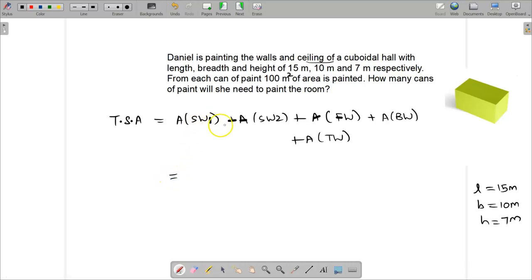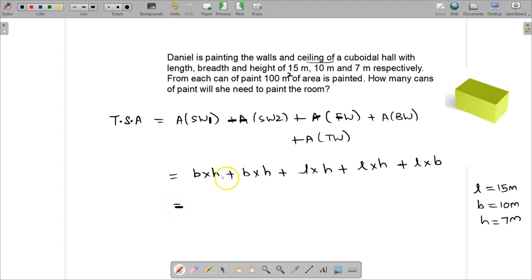So side wall 1, what are the measurements it is affected by? It is breadth into height. What about side wall 2? That is also breadth into height. What about the front face? It is length into height. What about the back face? It is again length into height. What about the top wall? It is length into breadth. According to the discussion, we have written the formulas as this.